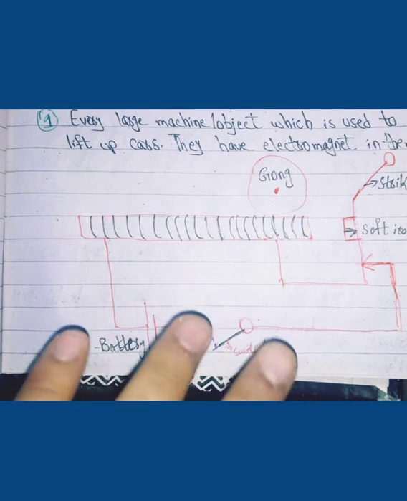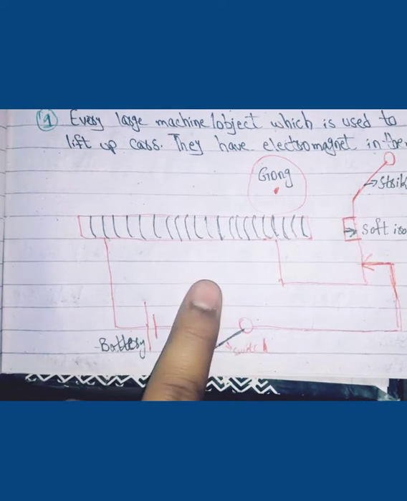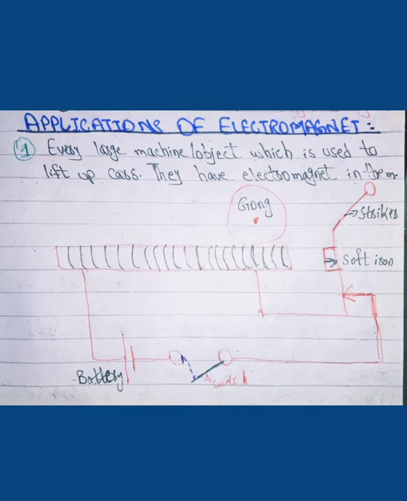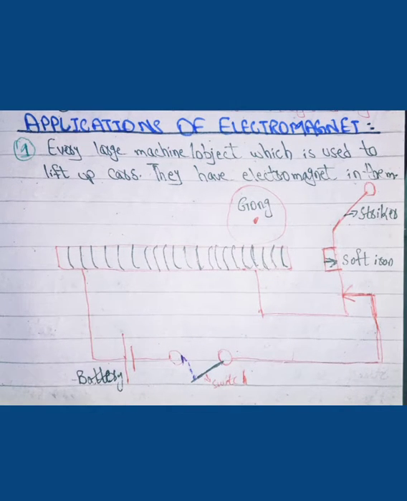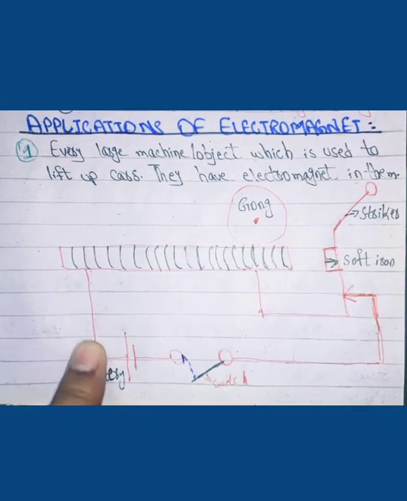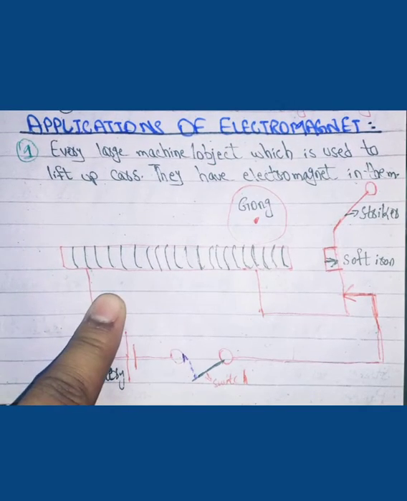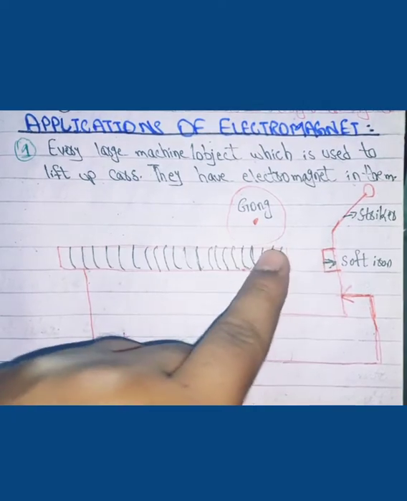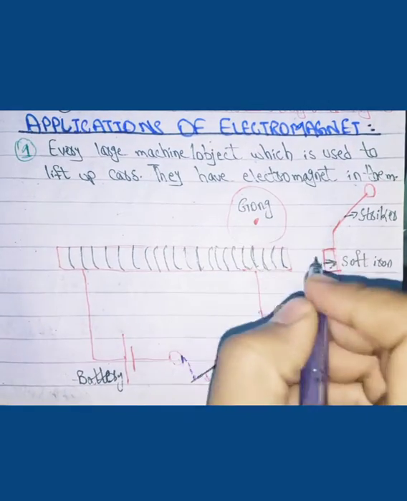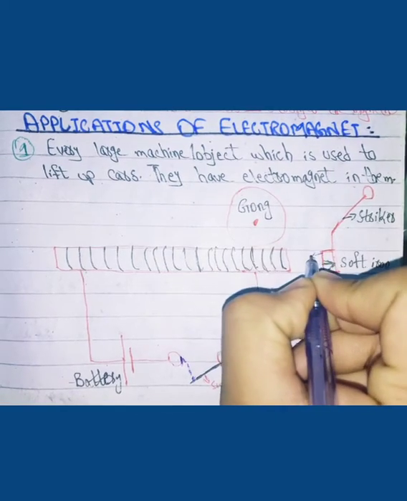Look, its working is really simple. It's an incomplete circuit. But when you push the switch button, the circuit gets completed and the current starts flowing. When current reaches the coil of wire, this electromagnet attracts the soft iron towards it.